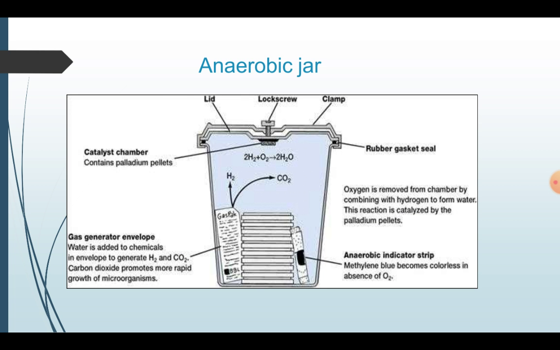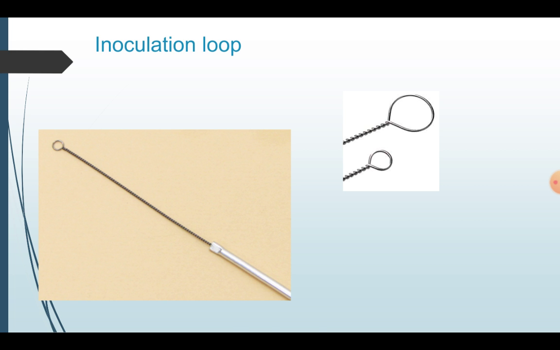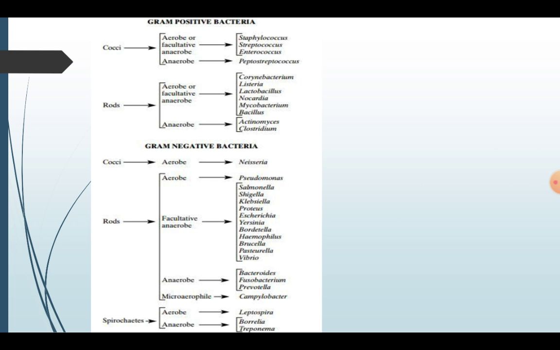This is the anaerobic jar inoculation loop. Gram-positive and gram-negative bacterial chart.